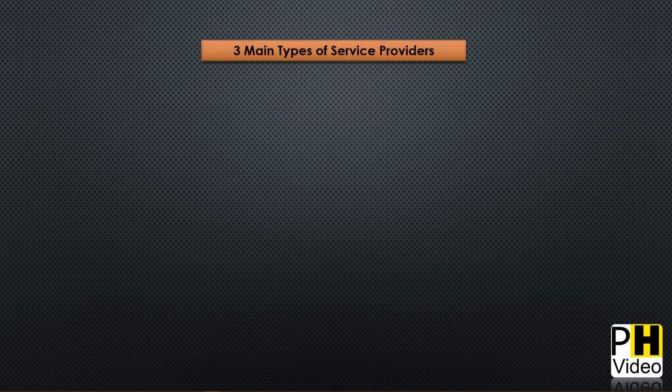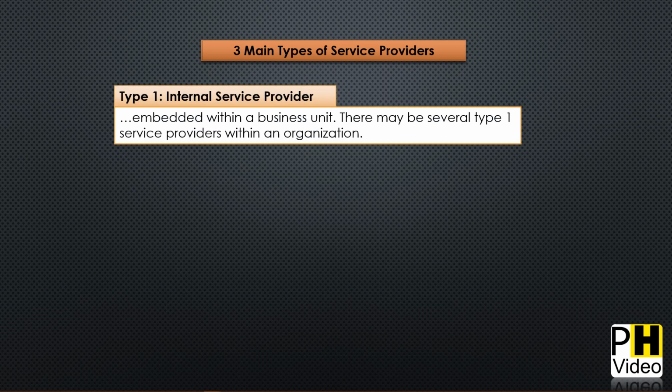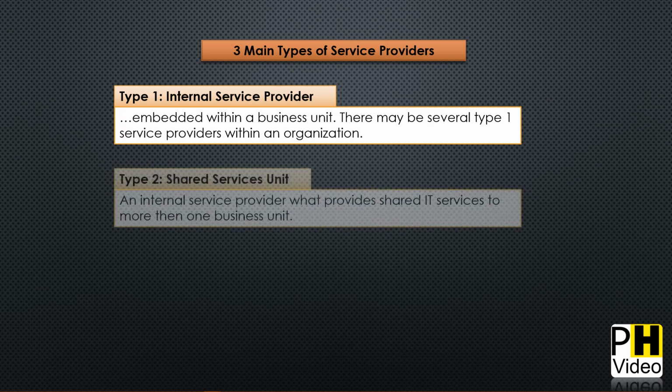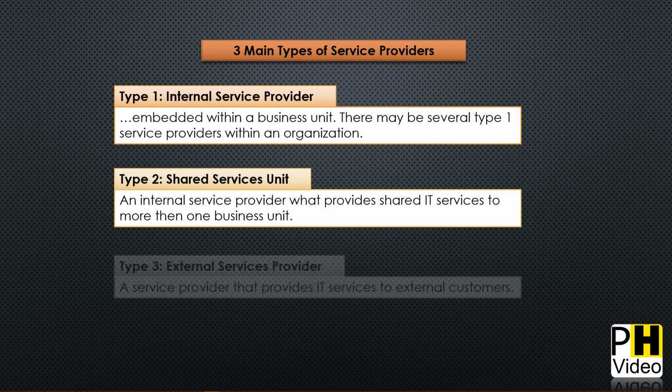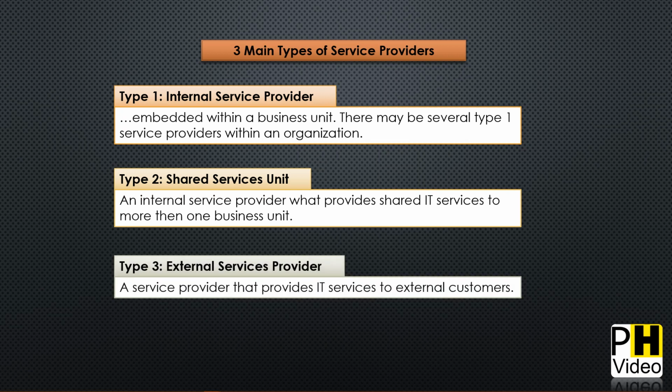There are three types of service providers according to ITIL. Type 1, and this you should memorize if you're taking the test, is embedded within a business unit. Keyword here, guys, is embedded in the business unit. Type 2, shared service unit: an internal service provider provides shared IT services to more than one business unit. And type 3, external service provider: it provides IT services to external customers. This is also a great question you can ask yourself if you're currently in the IT field. Does my IT department service just one department, numerous departments, or are we servicing external customers as well?